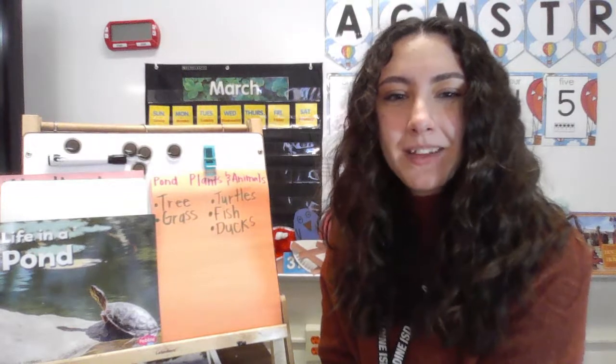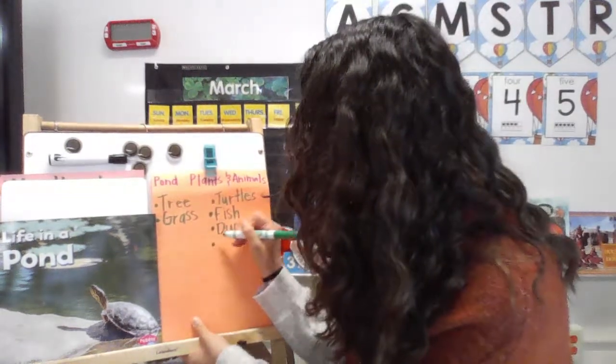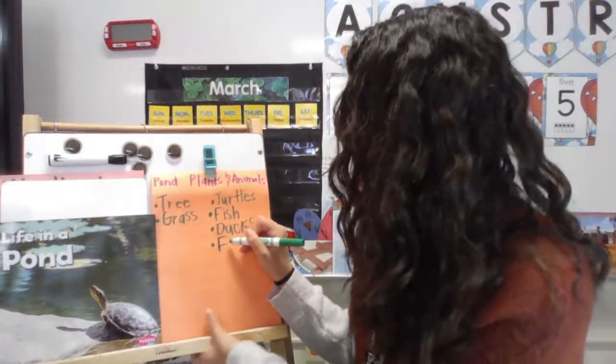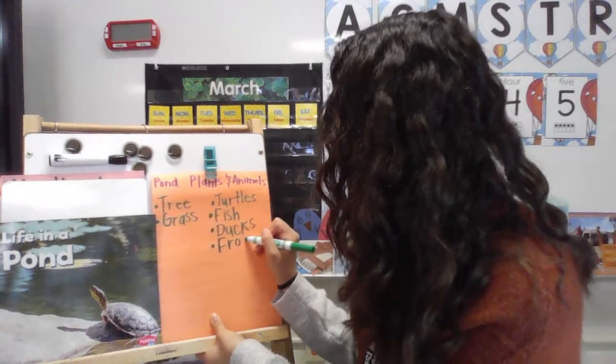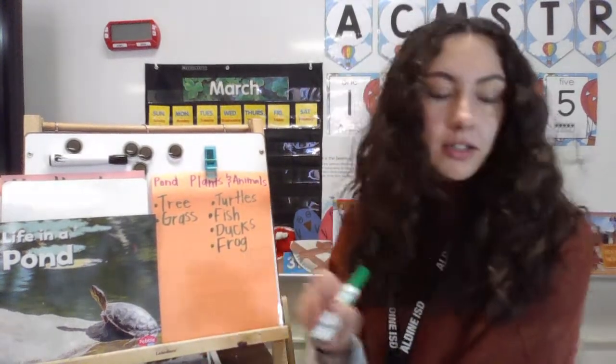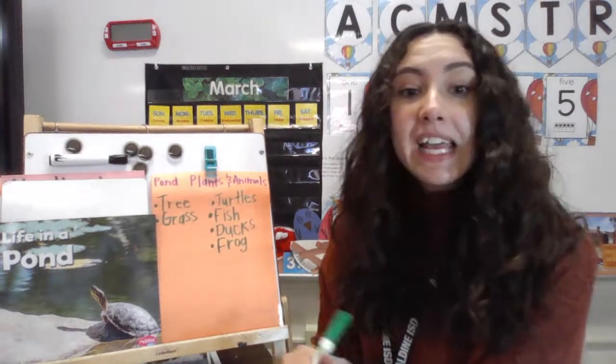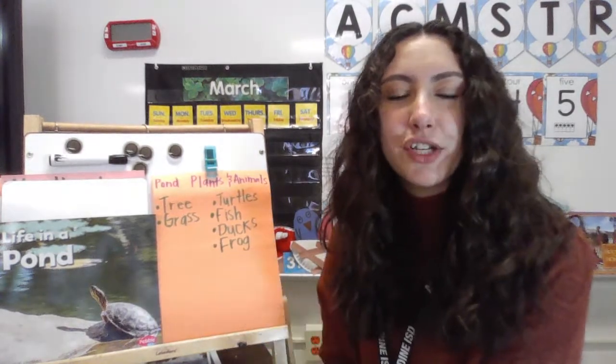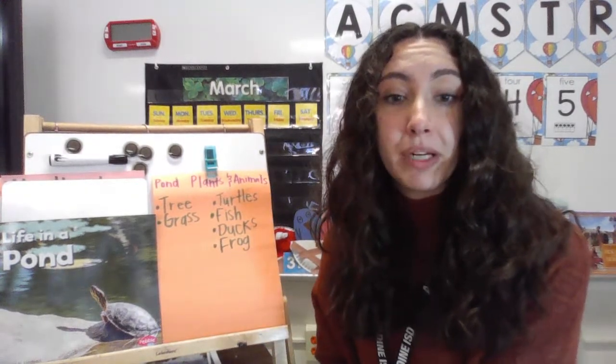There's also another animal that lives in the pond habitat. This animal says ribbit, ribbit. Do you know what animal says ribbit? A frog. Very good job. Frog starts with the letter F. Frog. And frogs like to jump on these type of plants.